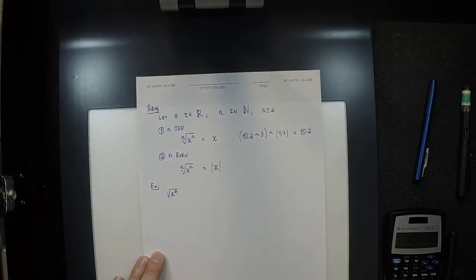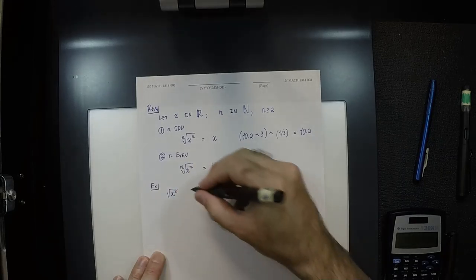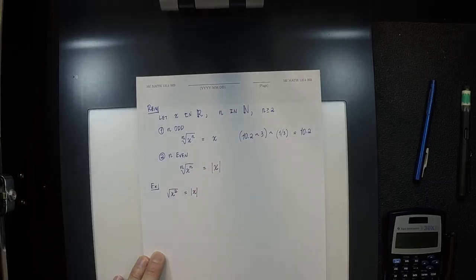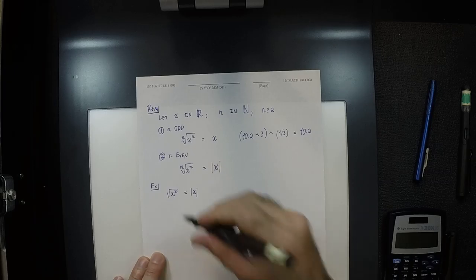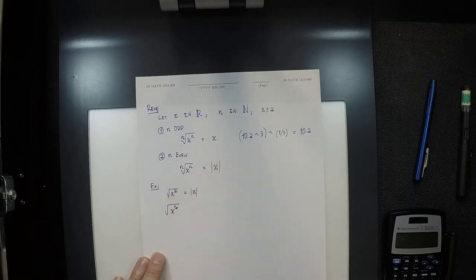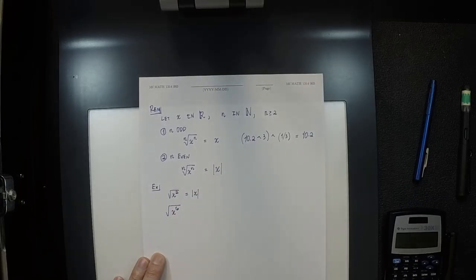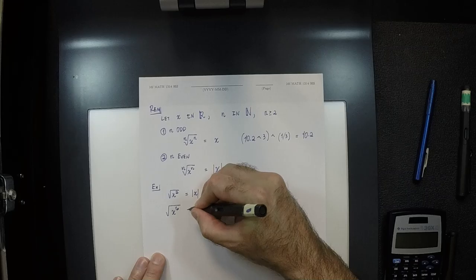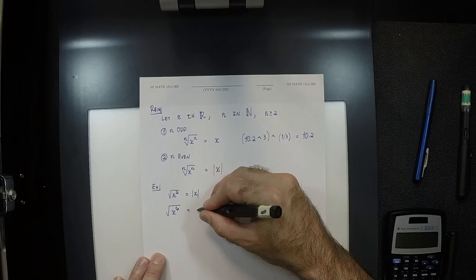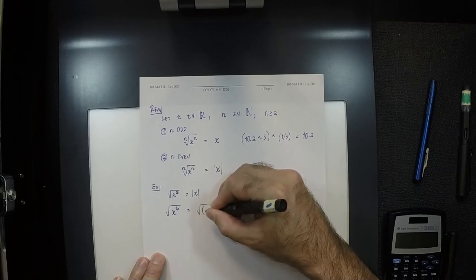Okay, for that reason, we get expressions that end up looking like this. So for example, what is the square root of x squared? It's not x. Absolute value of x. How about what is the square root of x to 6? What will that be?